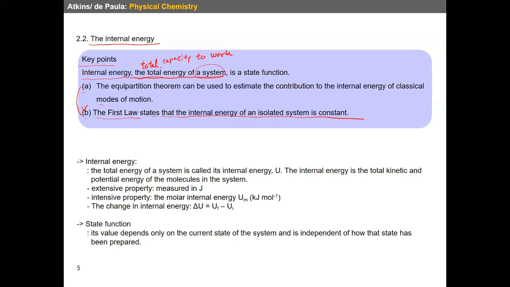Okay, so let's talk about this more. What is the internal energy? Again, the total energy of a system is called its internal energy, and we write it with the symbol U, capital U. As I told you, this is again the total capacity to do work. That's why the internal energy is the total kinetic and potential energy of the molecules in the system.